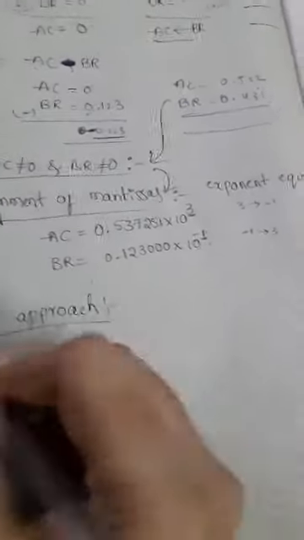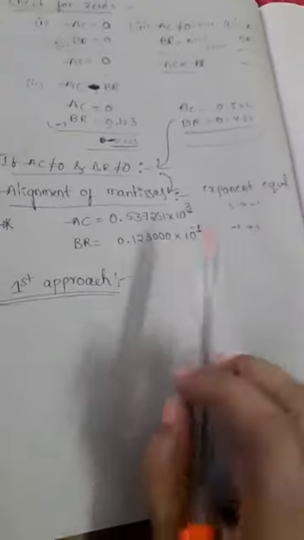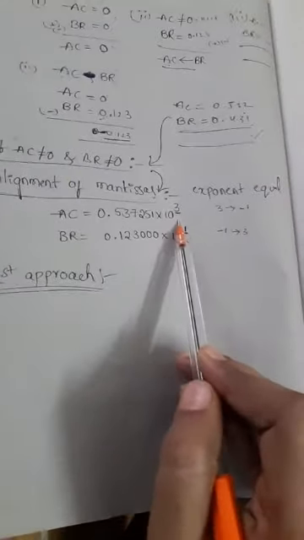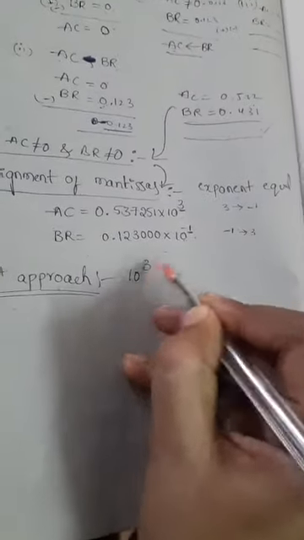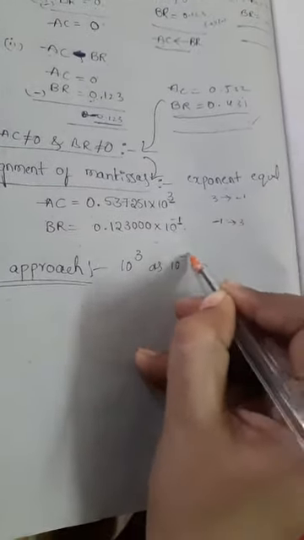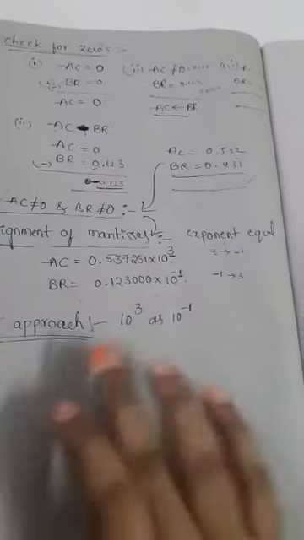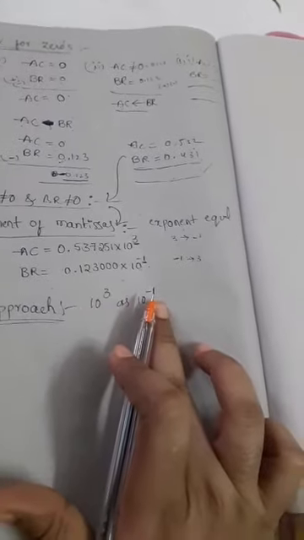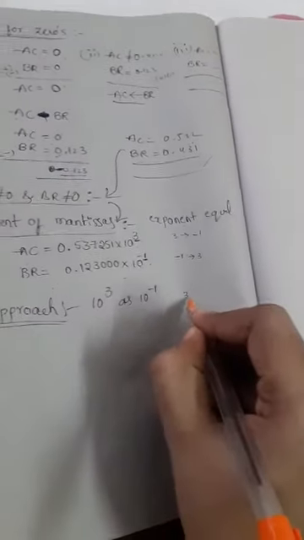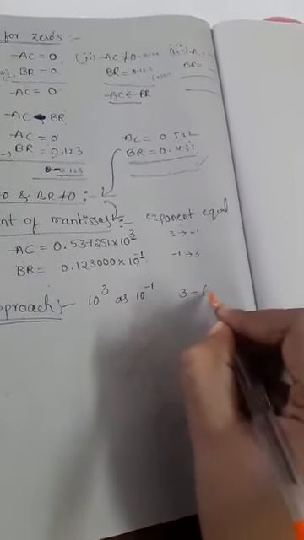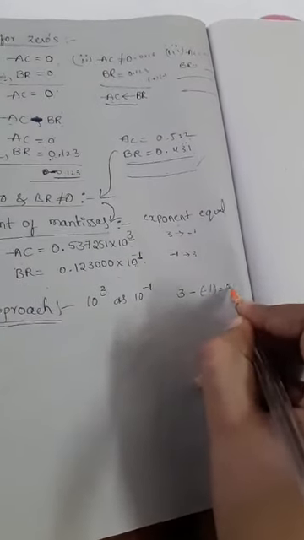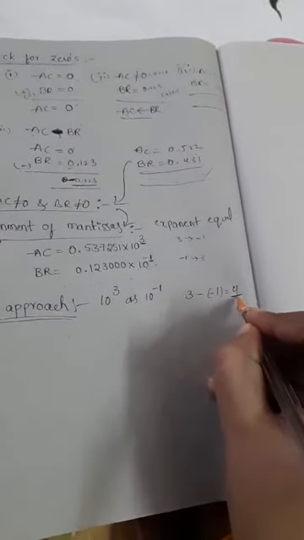We have two possibilities, and I consider the first approach. Let us make the first exponent 10 power minus 1. That means I consider 10 power 3 as 10 power minus 1. So what is the difference between 3 and minus 1? It is 3 plus 1, which is 4. So totally the difference is 4.